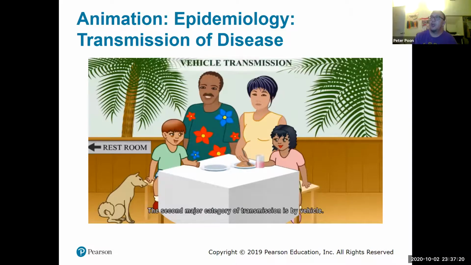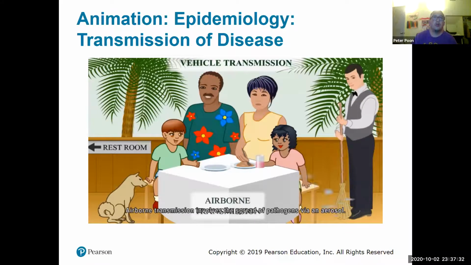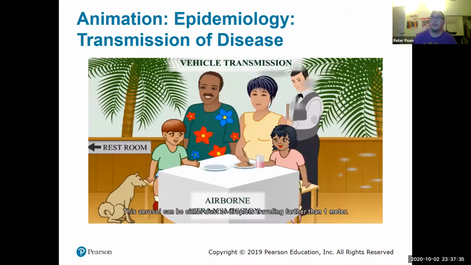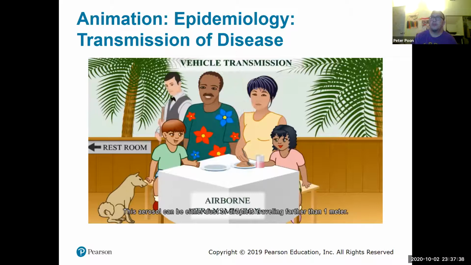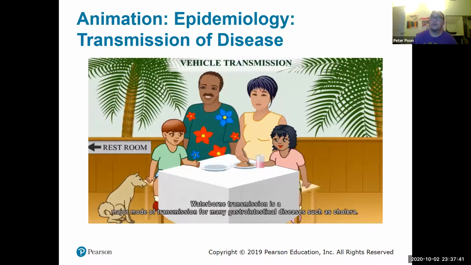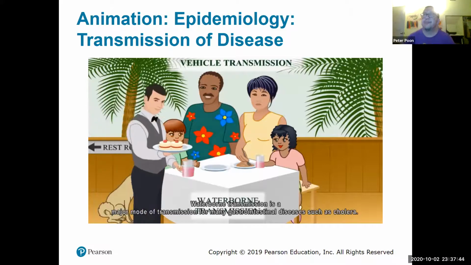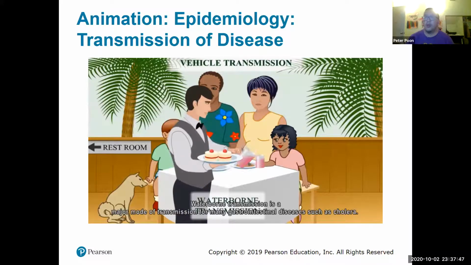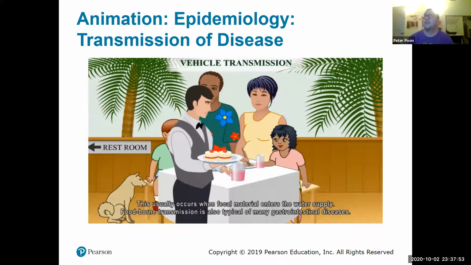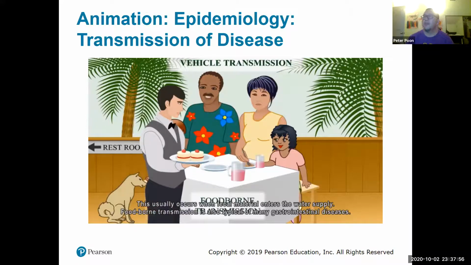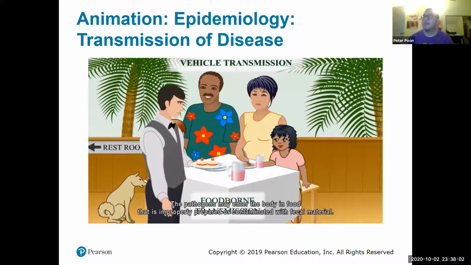The second major category of transmission is by vehicle. Vehicles can be air, water, and food, as well as bodily fluids such as blood that are handled outside of the body. Airborne transmission involves the spread of pathogens via an aerosol. This aerosol can be either dust or droplets traveling farther than 1 meter. Waterborne transmission is a major mode of transmission for many gastrointestinal diseases such as cholera. This usually occurs when fecal material enters the water supply. Foodborne transmission is also typical of many gastrointestinal diseases. The pathogens may enter the body in food that is improperly prepared or contaminated with fecal material.